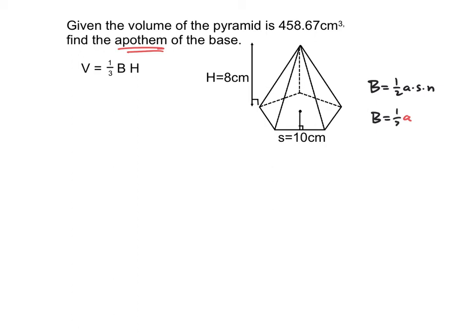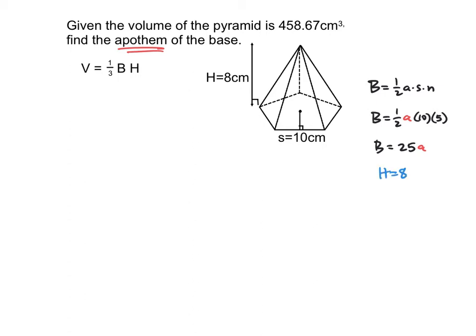However, the side length given, 10, and the number of sides also given from the visual, 5, tells us that the area of the base is going to be 1/2 of 50a, which will be 25 times the apothem. So I'm going to utilize that here in just a moment. The height of the prism, of course, is 8. So the height equals 8.